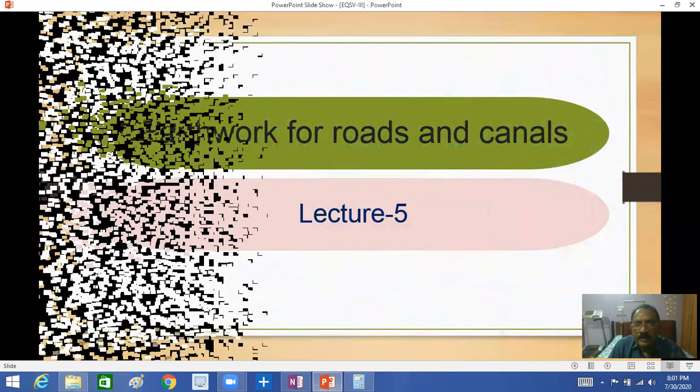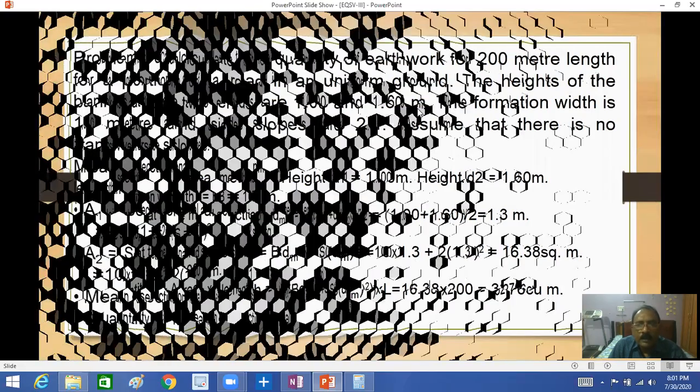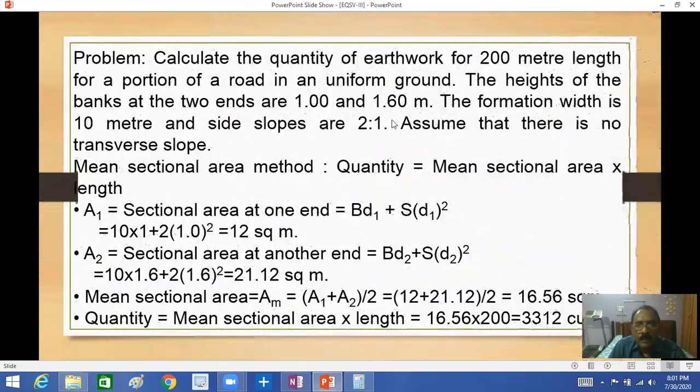Earthwork for roads and canals. I explained different methods of how to calculate, and we'll see one problem here. Calculate the quantity of earthwork of a 200-meter length of a portion of road in a uniform ground. The ground is uniform. There is no slope.